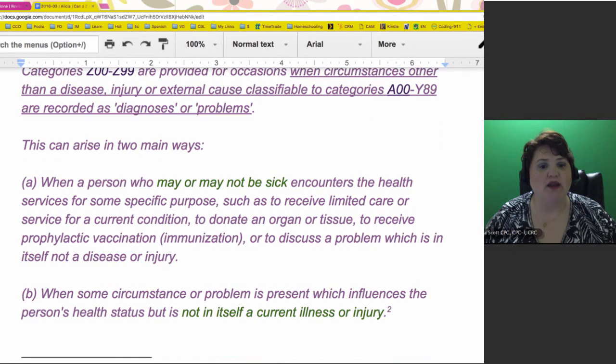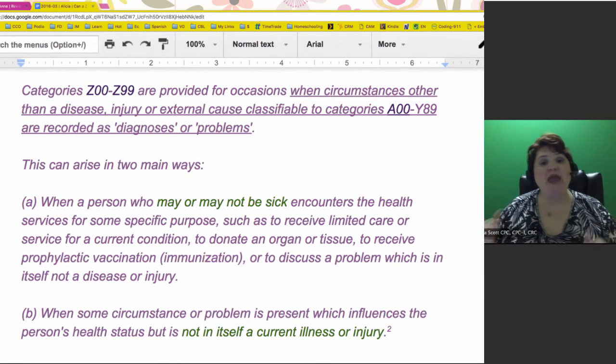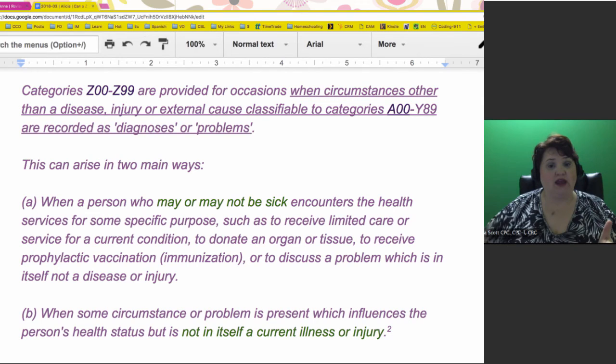But there are two main ways this arises when you're looking at these Z codes. And the first one is when a person may or may not be sick when they come in. Thus, when you have a person that's coming in because they're pregnant and they're getting their routine care, they're not sick, and yet it's routine care for this pregnancy. See how that works?